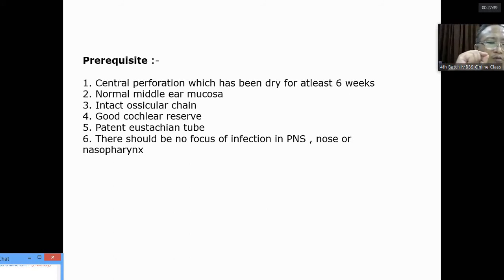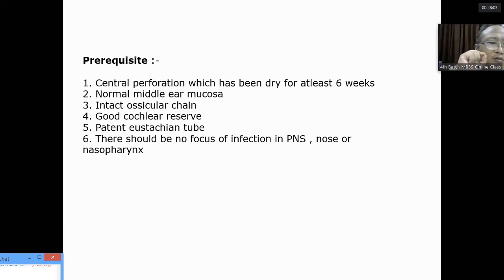If a patient comes to you with a central perforation that has only been dry for 2 weeks, we don't advise myringoplasty. It should be more than 4 to 6 weeks, because there may be some residual infection in the middle ear. So there may be a high chance of surgical failure.